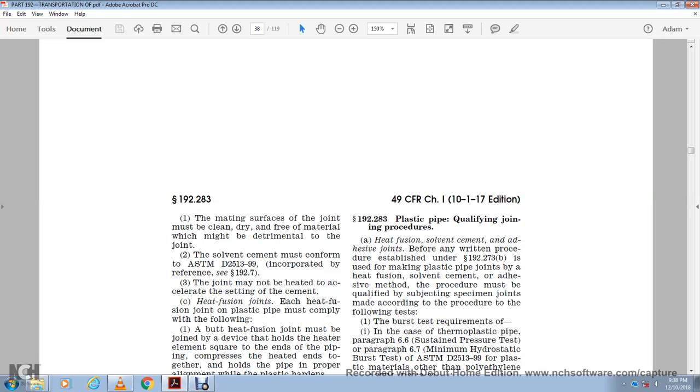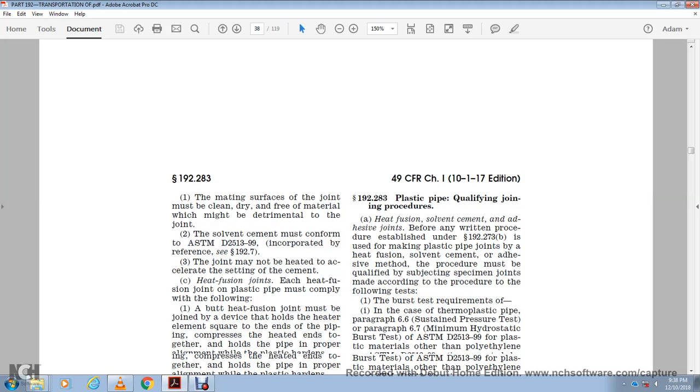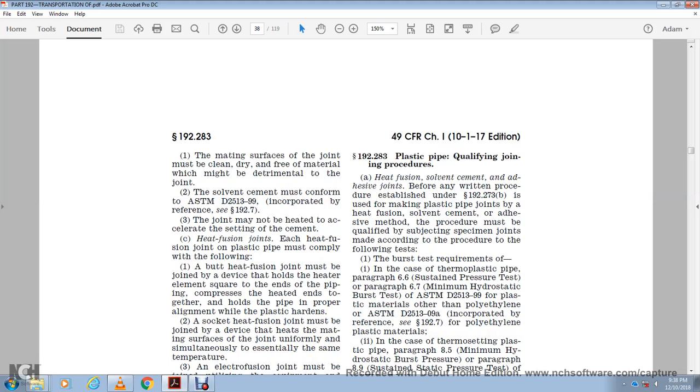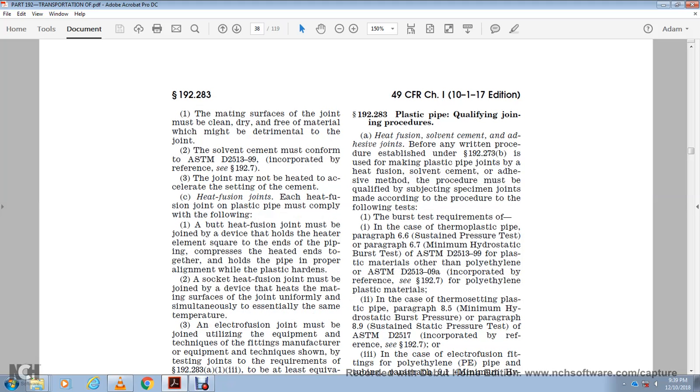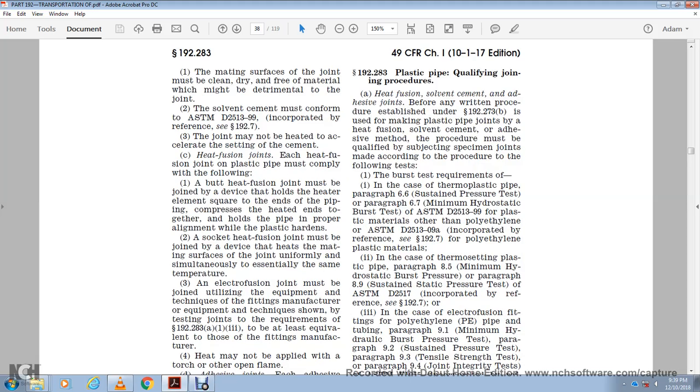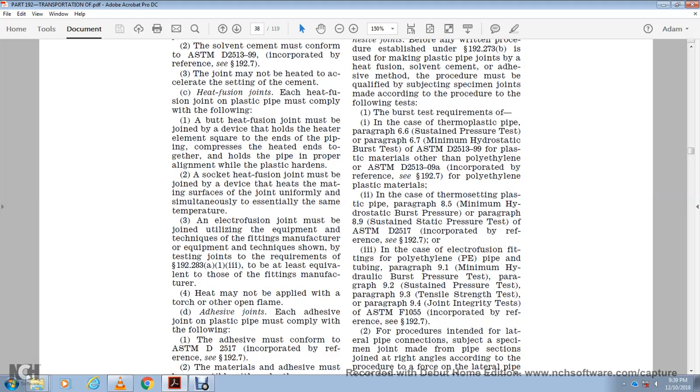Heat fusion joints. Each heat fusion joint on plastic pipe must comply with the following. A butt heat fusion joint must be joined by a device that holds a heater element square to the ends of the pipe, compares the heated ends together, and holds the pipe in proper alignment. A socket heat fusion joint must be joined with a device that heats the pipe and mating surfaces uniformly and simultaneously to essentially the same temperature. An electrofusion joint must be joined utilizing the equipment and techniques of the fitting manufacturer. The technique must be shown by testing the joint to meet the requirements of 192.283(a)(1)(iii), at least equivalent to those of the manufacturer. Heat may not be applied with a torch or other open flame.